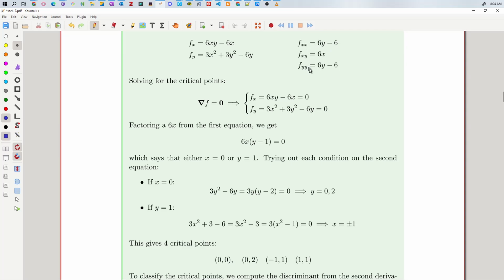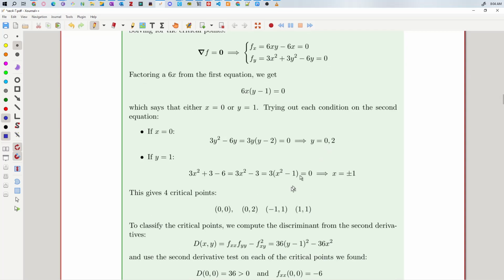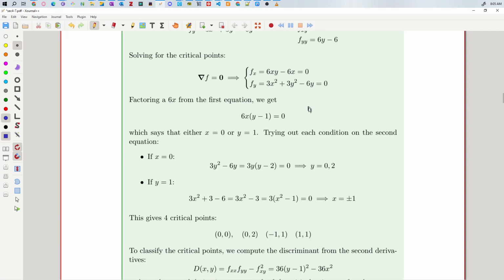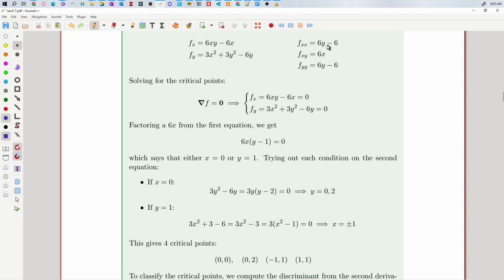So we construct it by using these second order partial derivatives. So f_xx times f_yy minus f_xy squared. That's what you're supposed to do. You might need to memorize that. Well, sometimes it's given to you on the formula sheet, the formula for the discriminant, but it's kind of easy to remember as well.